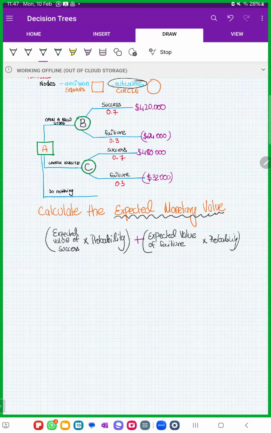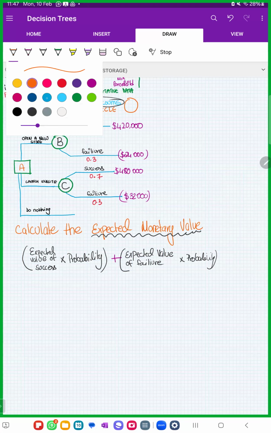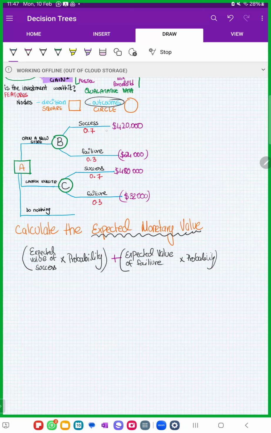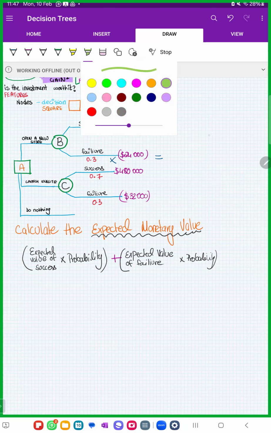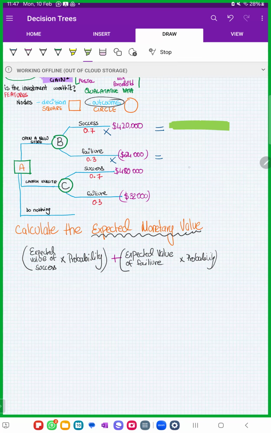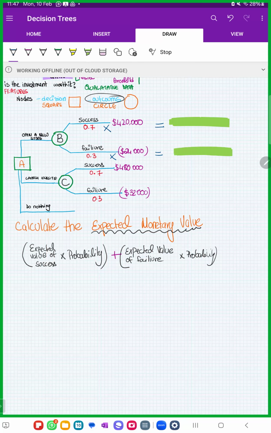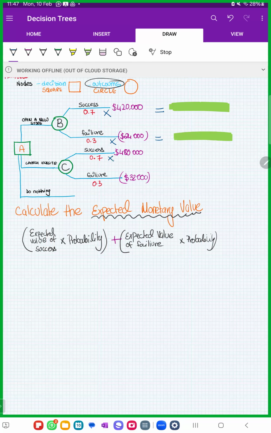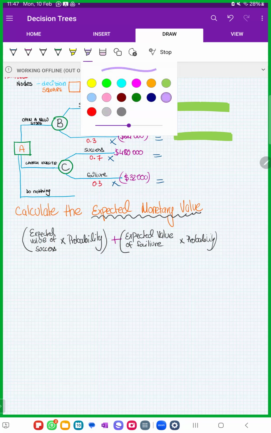So it's this simple. The diagram is in front of you. All you have to do is look at this. 0.7 multiplied by 420,000, you will get your answer. 0.3 multiplied by $24,000, you will get your answer. This is going to be your answer. Same goes for launching a website. Multiply these two numbers, you will get your answer. Should we calculate them now?